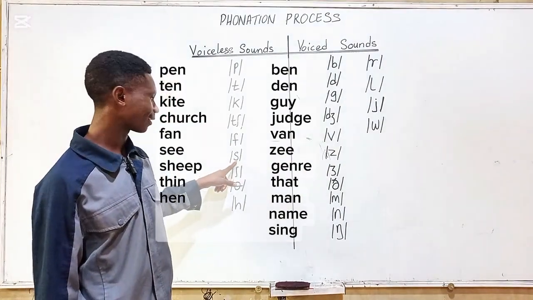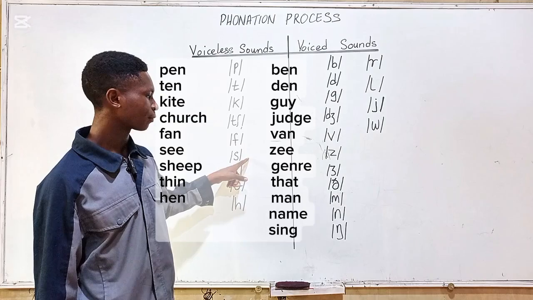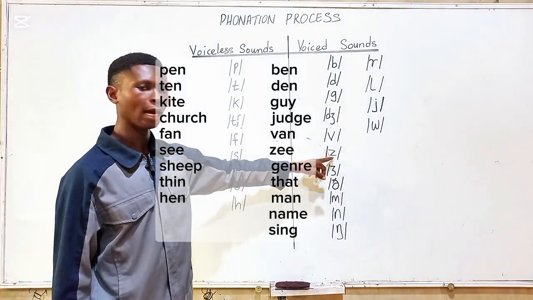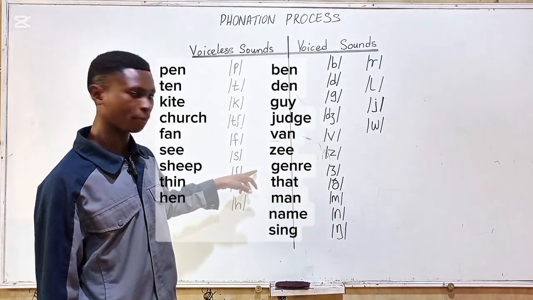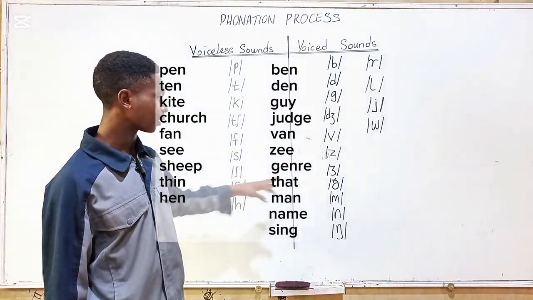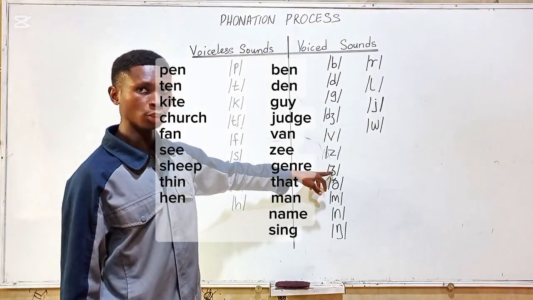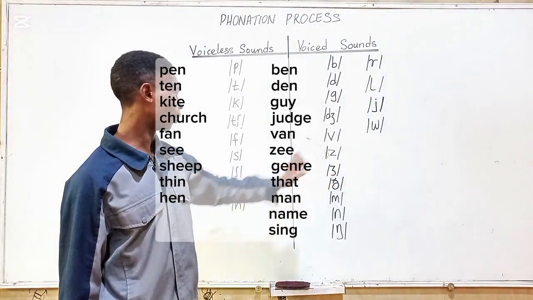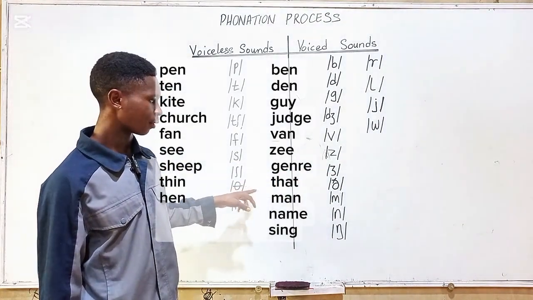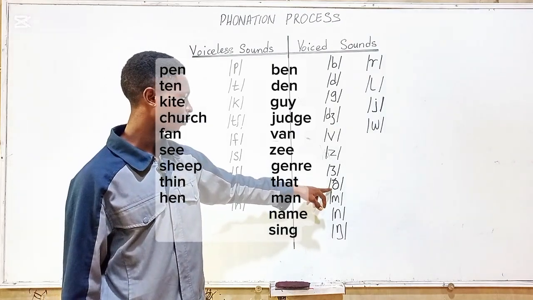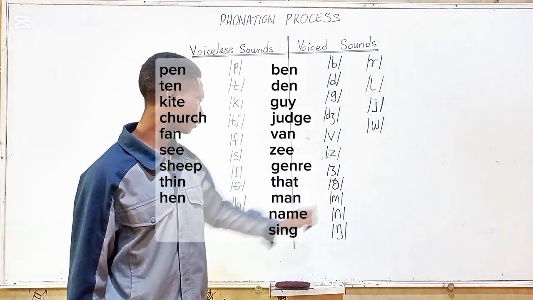This is s, as in sea. This is z, as in zoo. This is sh, as in ship. This is zh, as in genre. This is th as in thin, and this is th as in that.